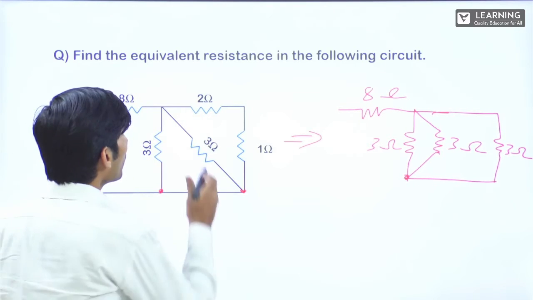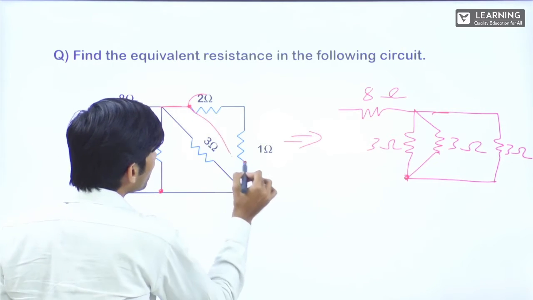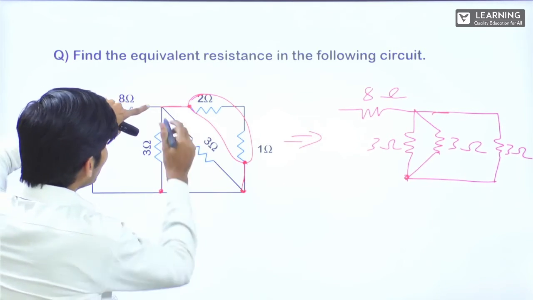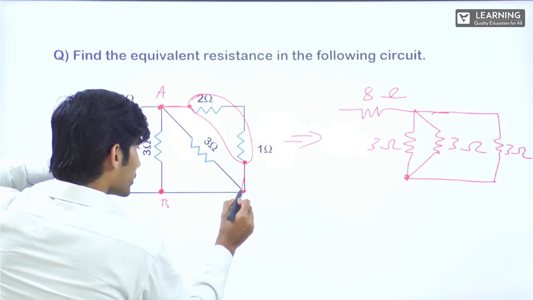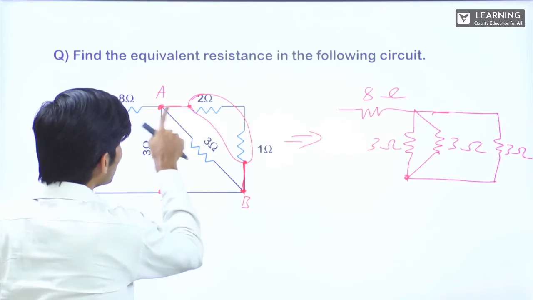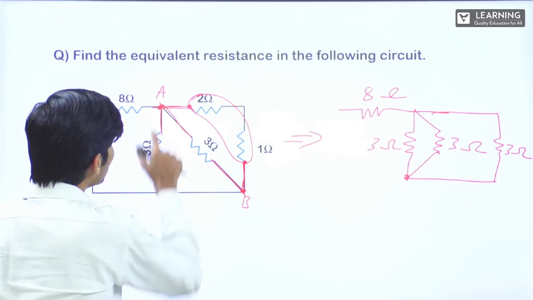Correct? Now one side of this 3 ohm, and the other side, these two will join and become 3 ohm, and the other side is connected here. That means if I take this as point A, this point is B, this point is also B. And this is connected to B, this is connected to A, this is connected to B, this is connected to A, this is also connected to B, this is connected to A.